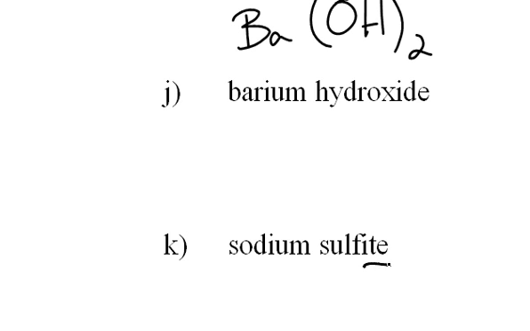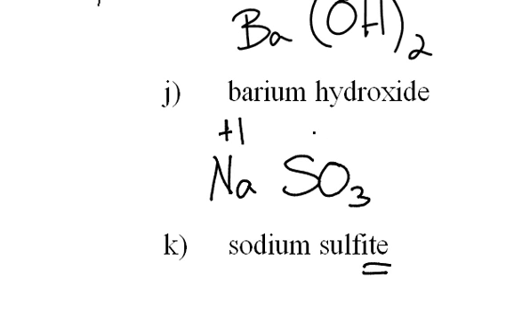Sodium sulfite, the ITE ending there means that we've taken an oxygen away from this polyatomic. So sodium with a +1 charge. Sulfite means that we have sulfate with 1 less oxygen, so sulfite is SO3, and it has a -2 charge. So that means we need 2 sodiums. So Na subscript 2 SO3.